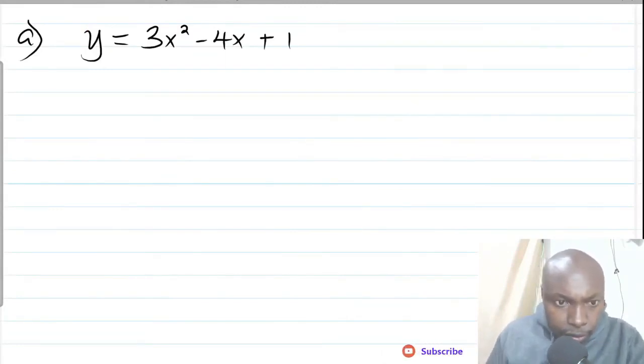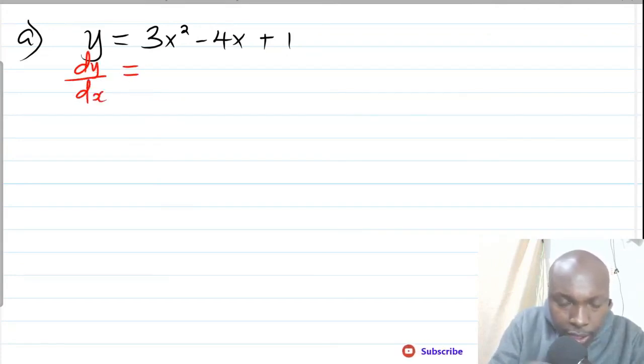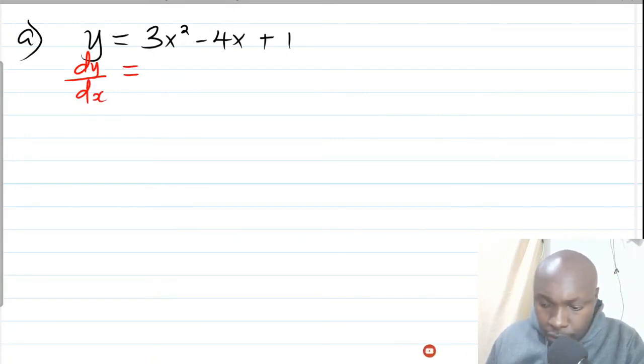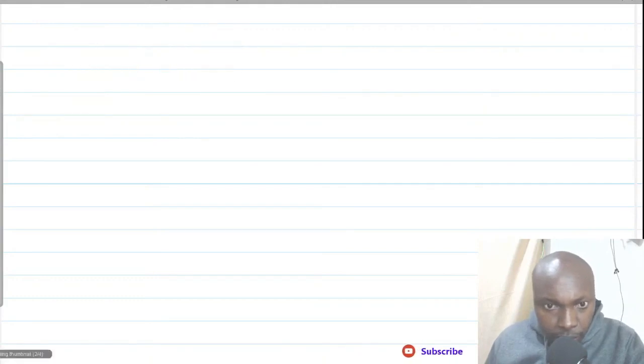So the gradient function is given by dy over dx. That is how we get the gradient function, after differentiating this function of y. So when you differentiate this equation, differentiating y with respect to x, we get the gradient function. So differentiating this equation, we get 6x minus 4. So that is the gradient function.